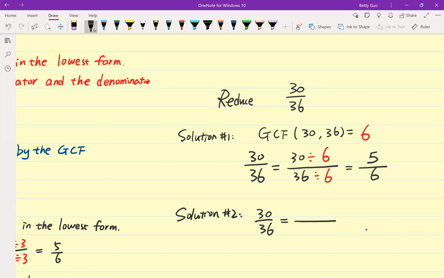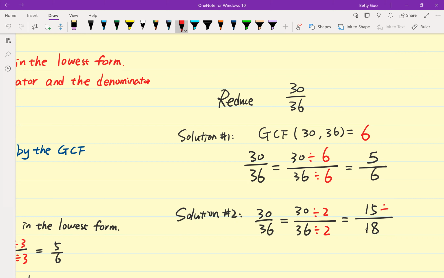So for this problem, 30 over 36, we know both top and the bottom are even numbers, right? So they are both divisible by 2. So we are going to divide both top and the bottom by 2. And then we will have 30 divided by 2 is 15, 36 divided by 2 is 18, right? And then we look at 15 and 18. We know both of them are divisible by 3. We have the trick before. 1 and 5 add up to 6, right? 6 is divisible by 3, so 15 is divisible by 3.